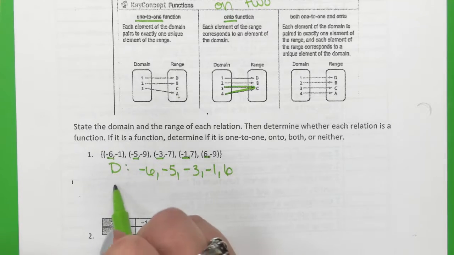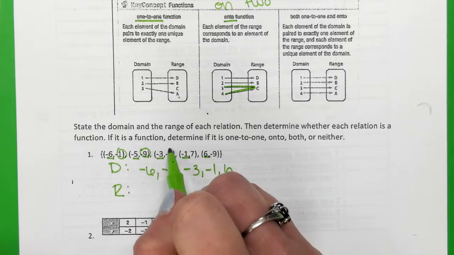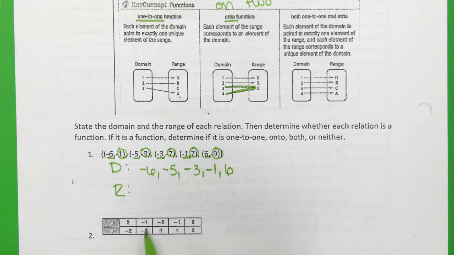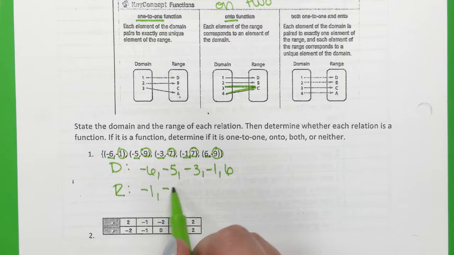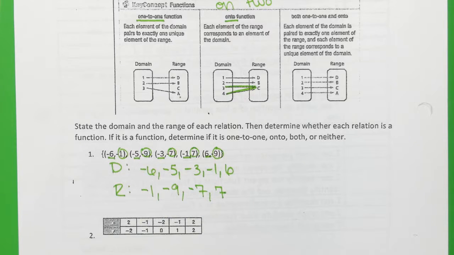All right, what about your range? -1, -1, -7, 7, and -9. Okay, we do not write them twice. Which one repeats? -9. The -9. So we're only going to write it once. Does that make sense to everybody?